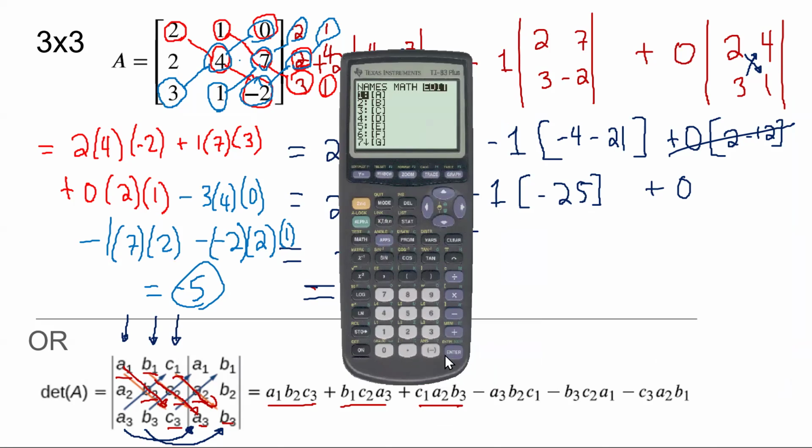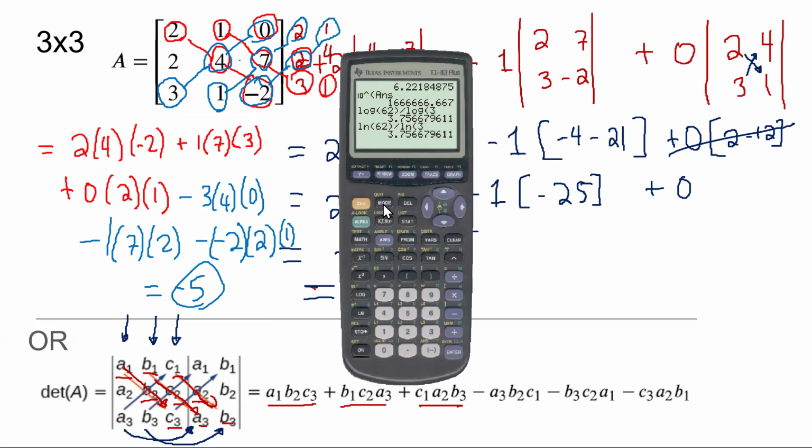I could come over here and edit a matrix, and I'm going to set up a 3 by 3, the numbers that we had right there. So that would be 3, enter, 3, enter. See if I can still read those numbers after making such a mess up there. 2, 1, 0 moves down to the second row, 2, 4, 7, and 3, 1, negative 2. All right. So now I have my matrix entered into the calculator.